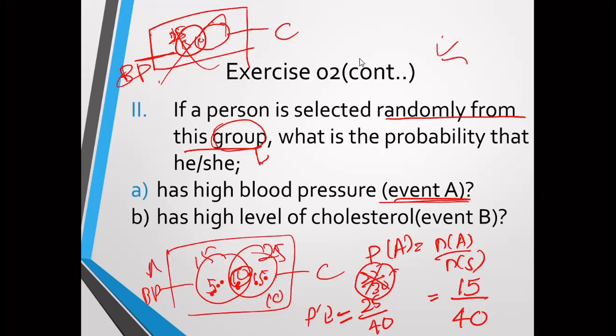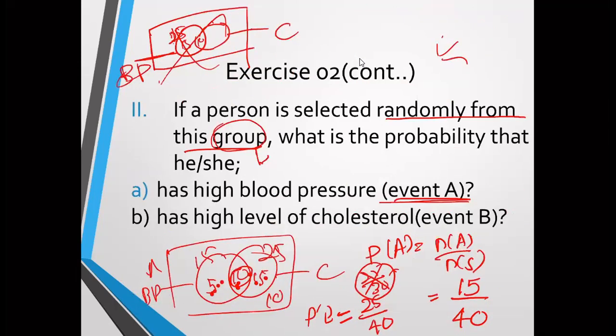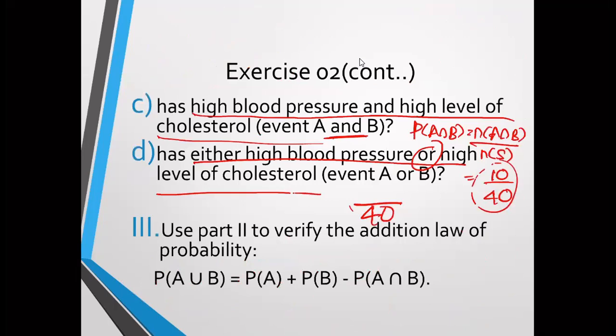Or you can find that value from the information given. Here it says, remaining 30 has either high blood pressure, a high level of cholesterol, or both. It mentions here. Therefore, without looking at the diagram, you can find that probability. 30 has either high blood pressure or high level of cholesterol or both. So we need to find, if we select one person from the group, the probability that he or she has either high blood pressure or high level of cholesterol or both. So that is 30 upon 40.